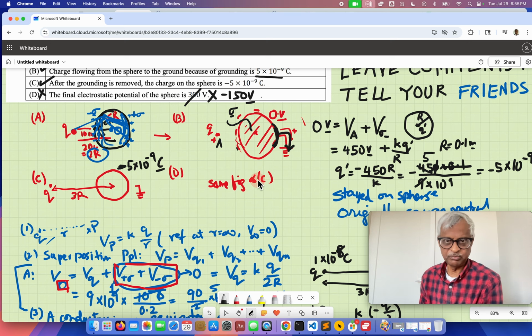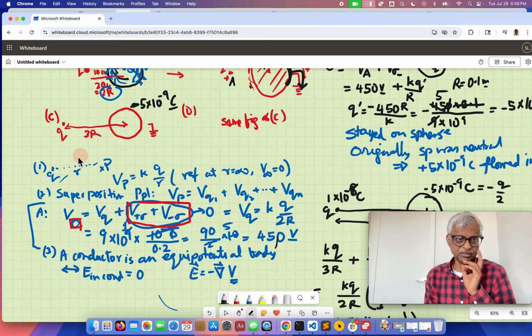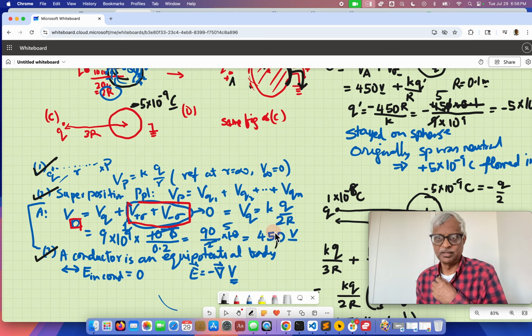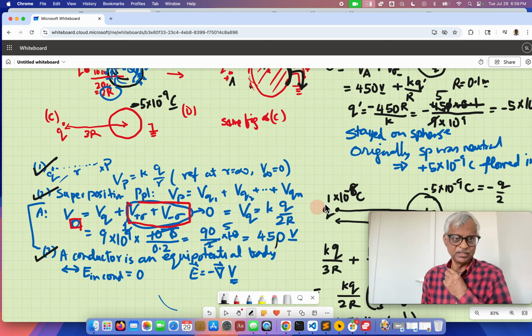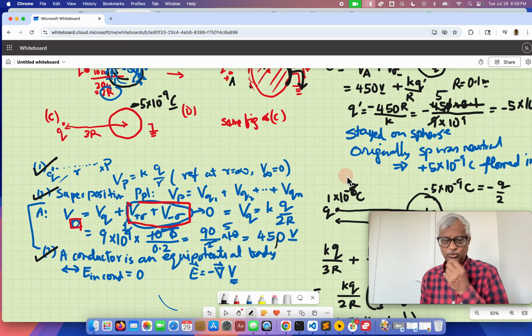This is a good problem. It kind of involves several concepts: point charge, the superposition principle, and a conductor being equipotential. And we used them a little creatively to come up with a solution.